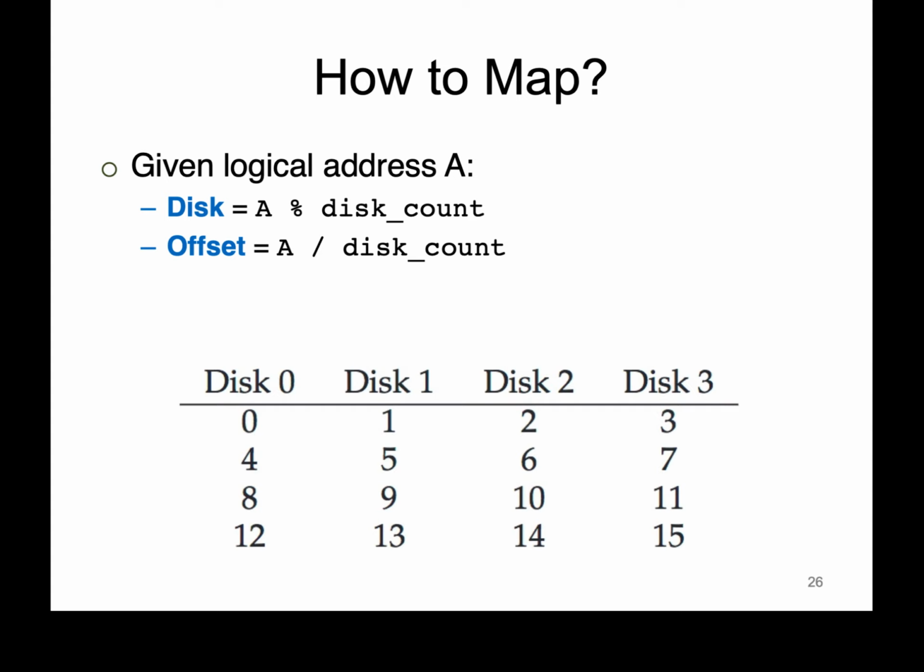So the disk number where address A lies is equal to A modulo the disk count. And in order to calculate the offset within a specific disk, you could just use A divided by the total number of disks involved in this specific RAID 0 configuration, right?